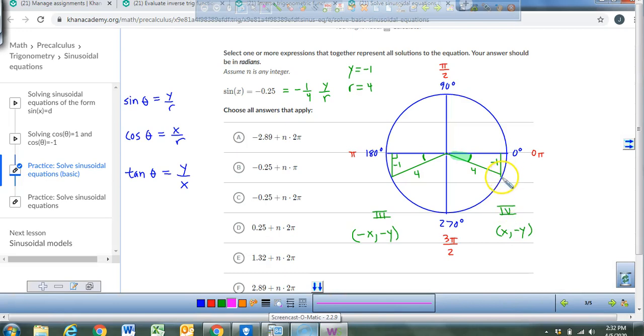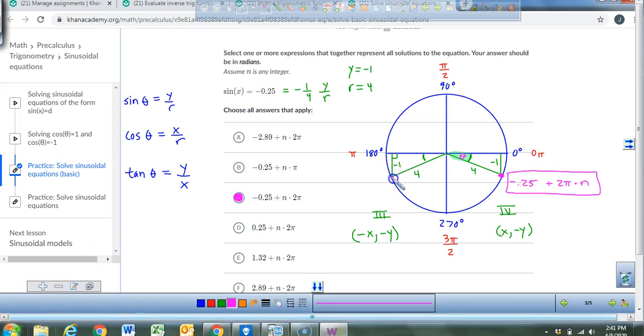So what does that mean for us? That means right here, we'll put theta right there. Right here, we are at -0.25 radians. Now, how can I get to this point right here? Well, I can simply add 2 pi times any integer, whether the integer is positive or negative, and that will get me right here every single time. So -0.25 plus 2 pi times n will get me there. So I know one of my answers is going to be -0.25 plus 2 pi, and so I know one of my answers is going to be C.